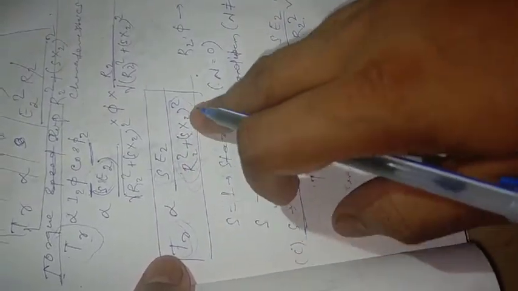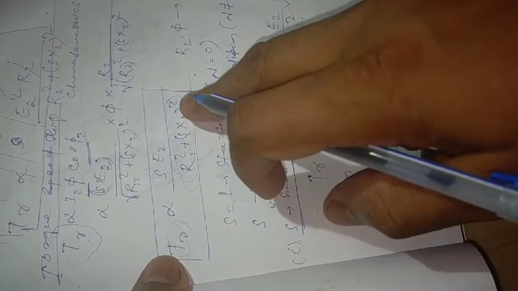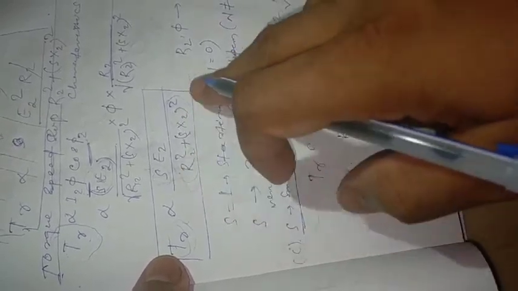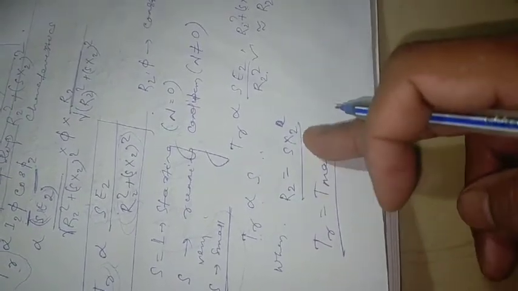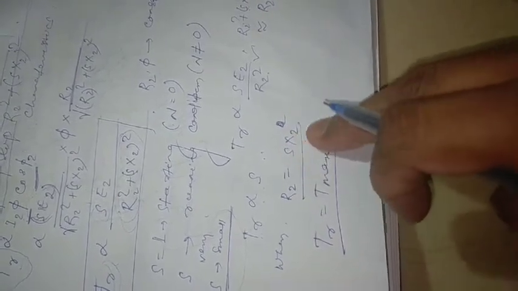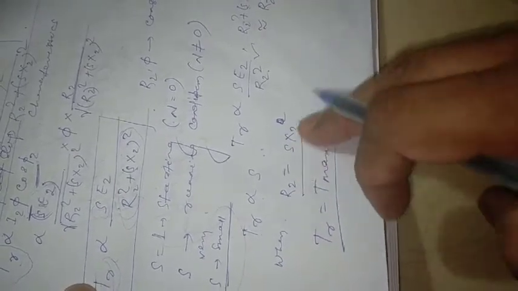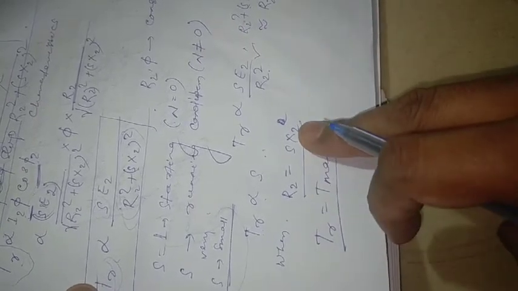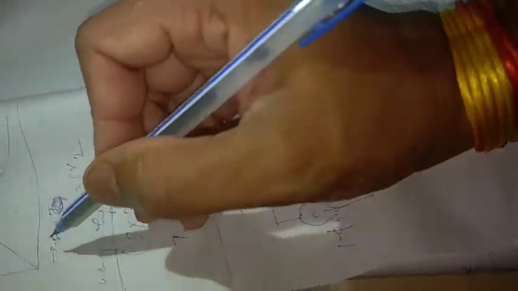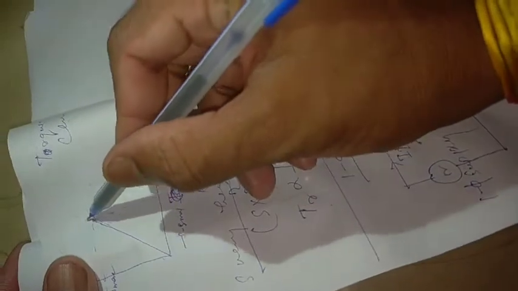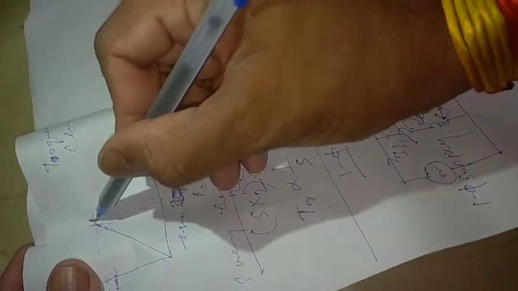See, whenever we are drawing the characteristics, we draw according to the denominator part. The S X2 term is first ignored as compared to R2. Similarly, when these two parts are the same, when R2 is equal to S X2, that is actually the condition for maximum torque. So as the value of S increases, one point will come when actually this point.